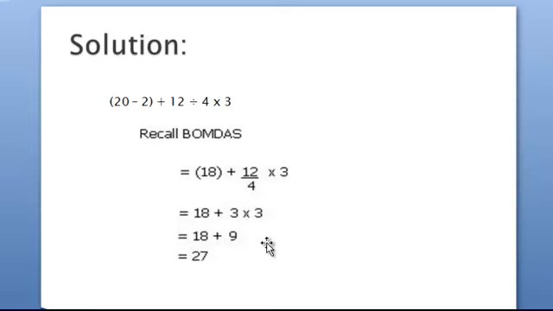Next step, we actually carry out the multiplication. So that's 18 plus 3 times 3, that is 9. And then now we can add these two. So we'll say, okay, 18 plus 9. That's 27. And 27 is the answer for question 1. Okay, let's go on to question 2.